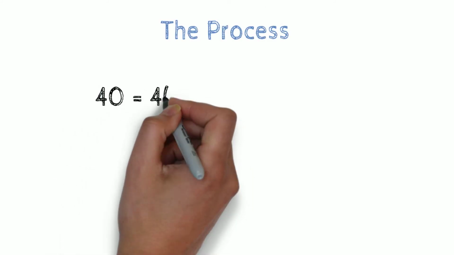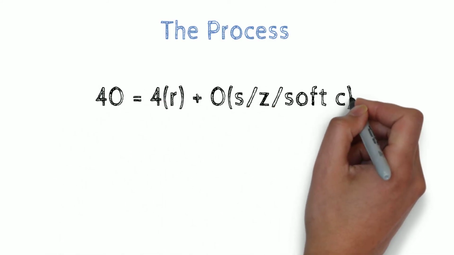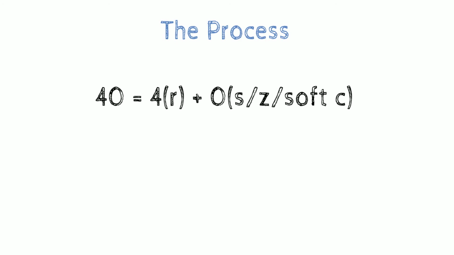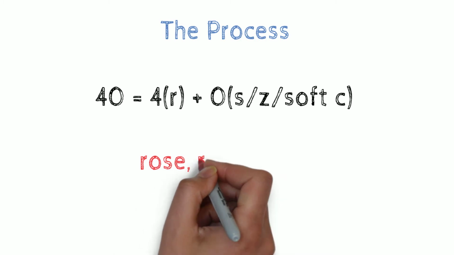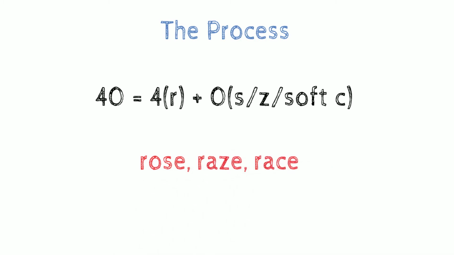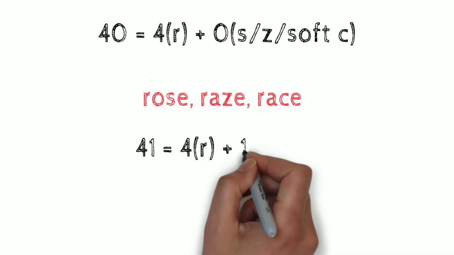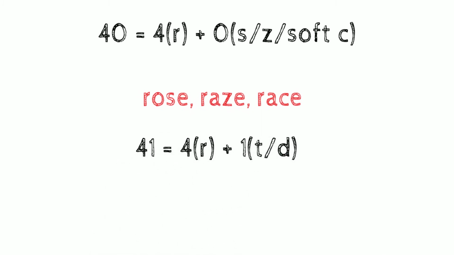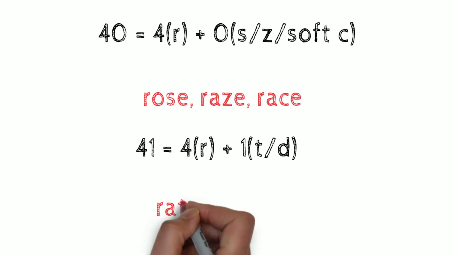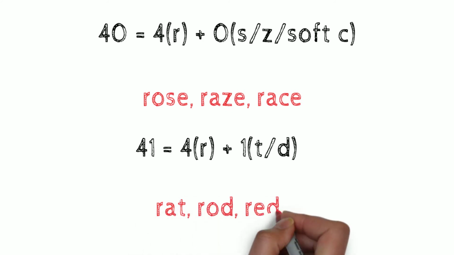We'll start with 40. Looking at the alphabet of numbers, 4 is represented by the R sound, while 0 is represented by the S, Z, or the soft C sounds. You can form words like rose, raise, or race with that knowledge. Moving into number 41, 4 is represented by R, while 1 is represented by either T or D. Think of words like rat, rod, or red, for example.